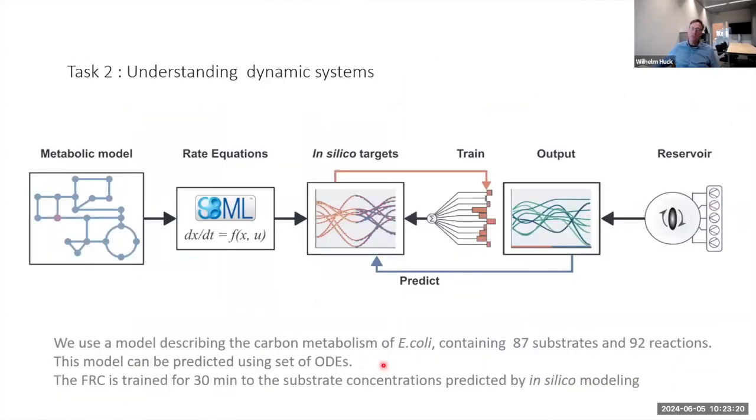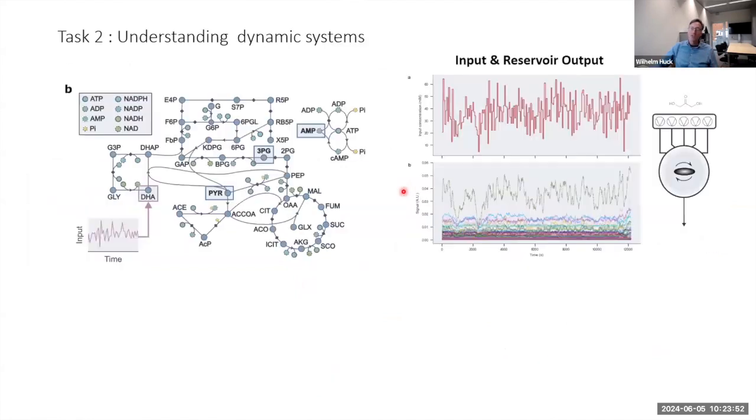Then you say, well, can I do something more complex? Can I take a model, say a metabolic model of E. coli containing 87 substrates and 92 different reactions, set up as a set of ODEs, which you can download, and predict, if I have a continuously changing input into this model of carbon metabolism, I can calculate all these 87 different substrates over time. Now I can do a similar input into my reservoir, get a certain output, train, and see if I can match them. And so that's what we're doing here.